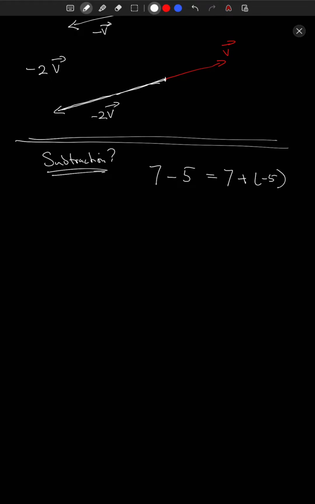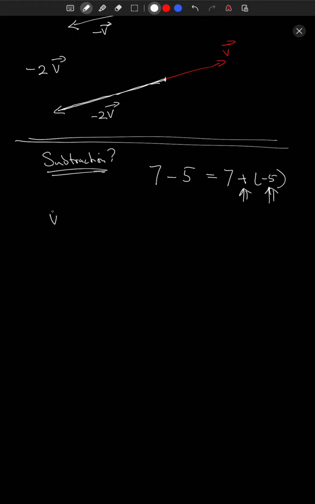And -5 is the opposite of 5, right? It's in a way the opposite of 5. So anytime you have subtraction, you can rewrite it as kind of like an addition and then a negative of the other thing, right? And in this case, negative, you could think of this as multiplying 5 by -1. All right, so for vectors, same thing. So we don't actually have to describe subtraction separately.